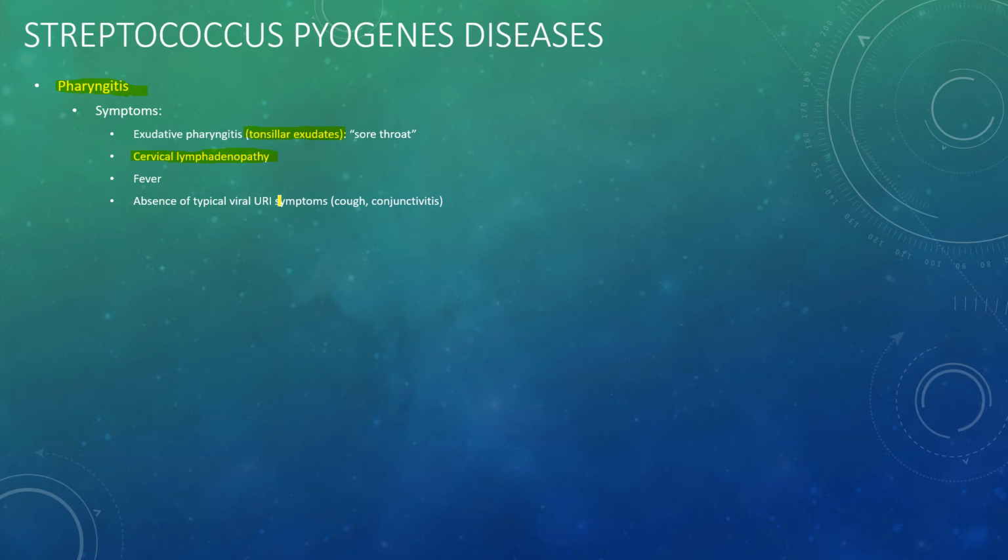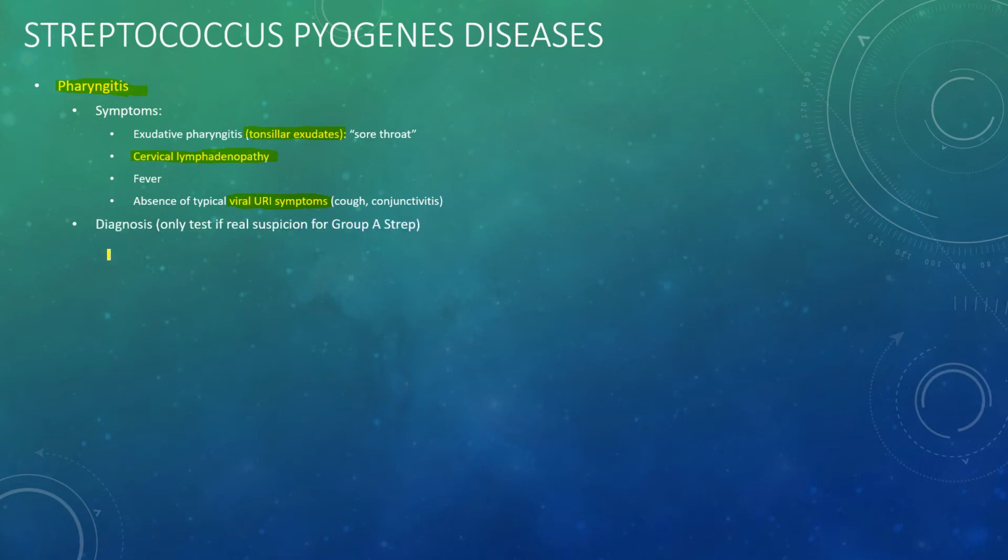So this is very, very important. You want to differentiate strep pharyngitis from a typical cold. And the way you do that is by identifying that the viral URI symptoms are not present. What are some classic viral URI symptoms? A cough, a runny nose, conjunctivitis. Also, you have sneezing. These are all symptoms of viral URI. Those will not be found in pharyngitis. So if you have those typical viral URI symptoms, you should suspect a viral URI and not strep pharyngitis.